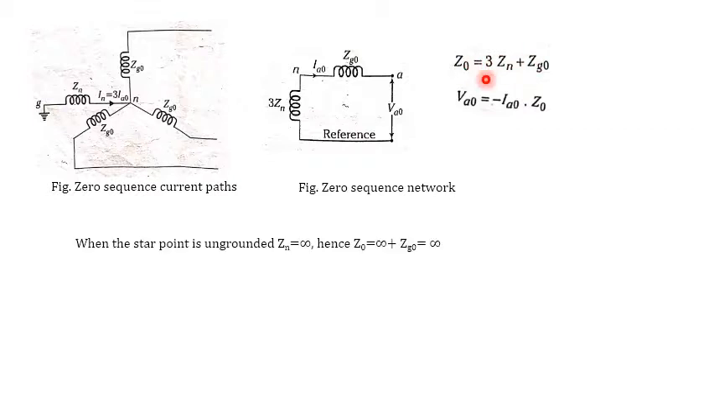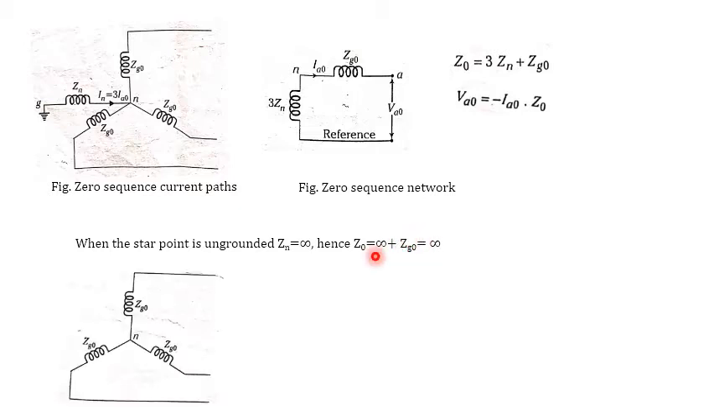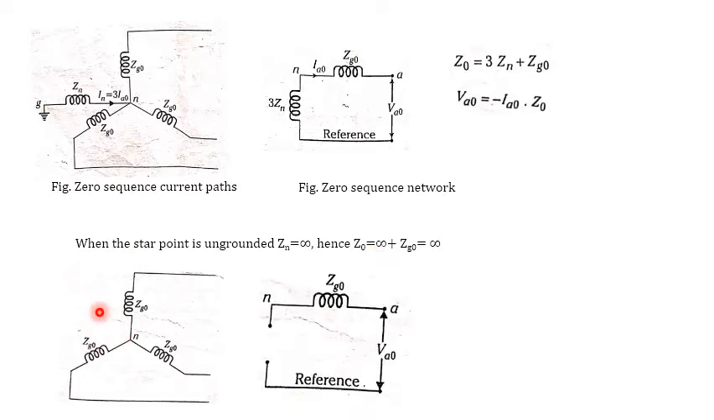When the star point is ungrounded, what will happen? The neutral impedance we assume is infinite, so Z0 will become infinite. This is one example where the neutral is not connected to a ground point. So this is applicable in the case of the zero sequence for the synchronous generator.